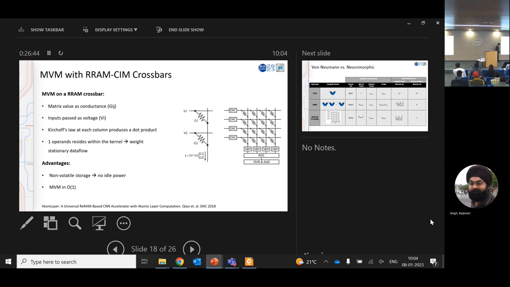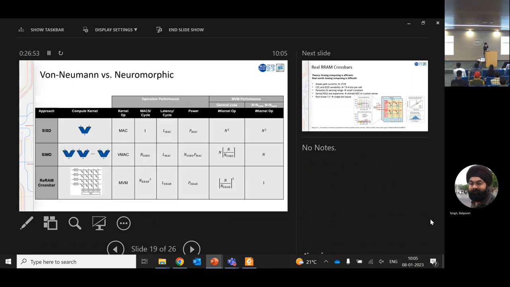And the second thing is that your matrix vector multiplication is now basically done in O(1), right? You can just do it once. You just put in the data, and you're done. And I put the slide here for your summary of this.